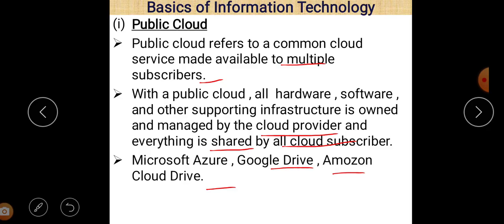So public cloud refers to a common cloud service that is made available to multiple subscribers. And in public cloud, hardware, software, and other supporting infrastructure is owned and managed by the cloud provider, and the most important thing is everything is shared by all cloud subscribers. So no privacy is there, or less privacy is there. So that is why they are called public cloud. The most important example is Google Drive here, and some other examples are Microsoft Azure, Amazon Cloud Drive. So these are the examples of public cloud.